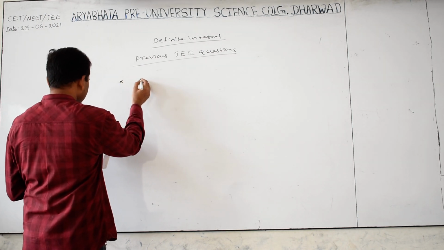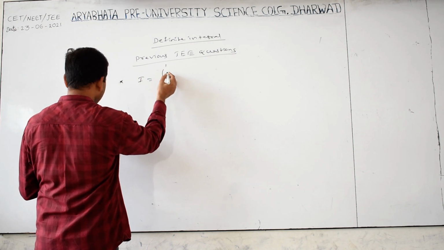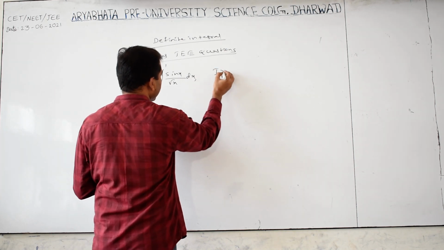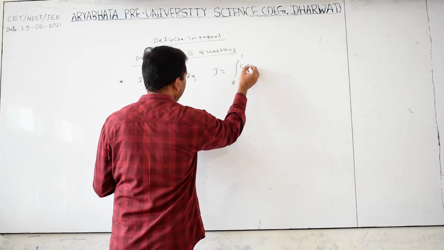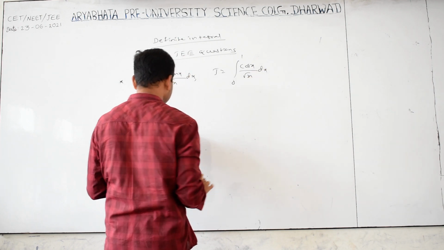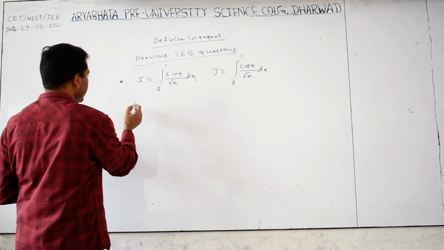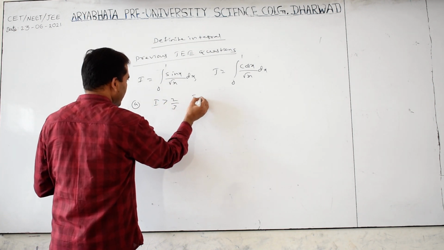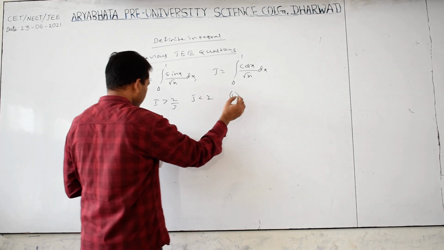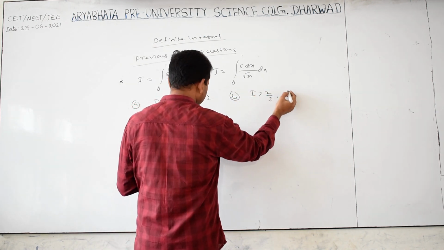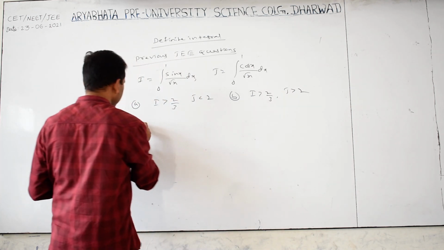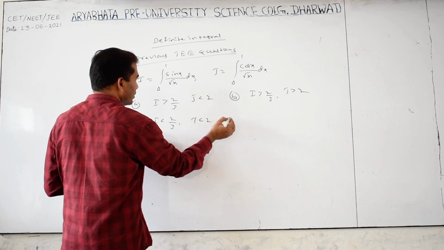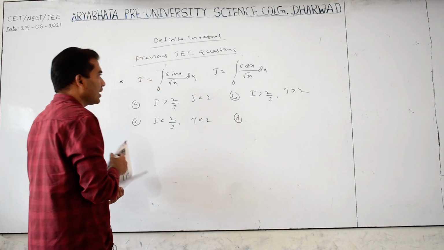Next question is I is equal to integration of 0 to 1 sin x by root x dx, J equal to integration of 0 to 1 cos x by root x dx. Then which of the following is true? Here option A is given: I greater than 2 by 3 and J less than 2. B option: I greater than 2 by 3 and J greater than 2. C option: I less than 2 by 3 and J less than 2, like this. D option also there.